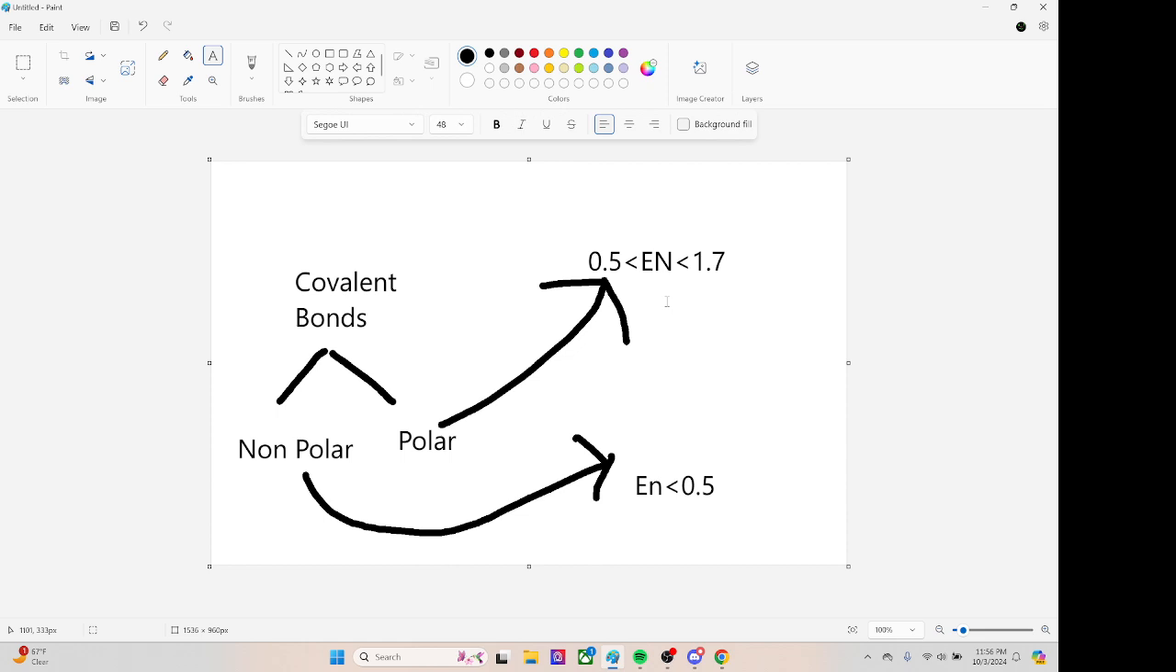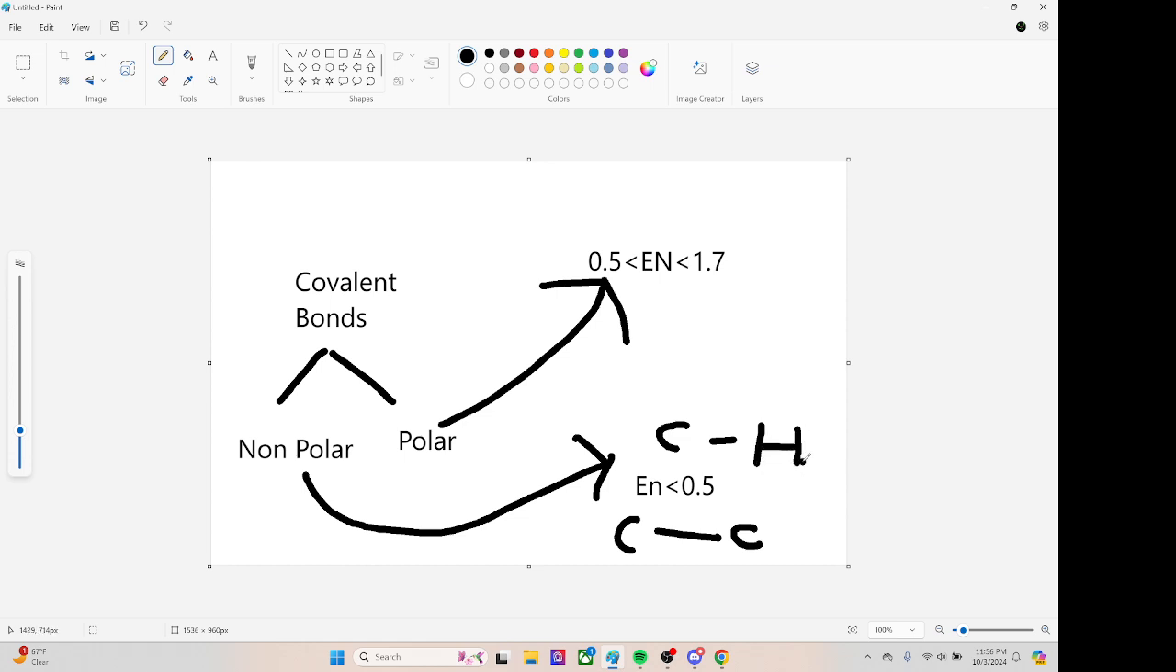If you'll be taking an atom, an example of non-polar would be C and C, carbon, C2, or C and H. Polar would be stuff like carbon and oxygen, or carbon and fluorine, stuff like that.